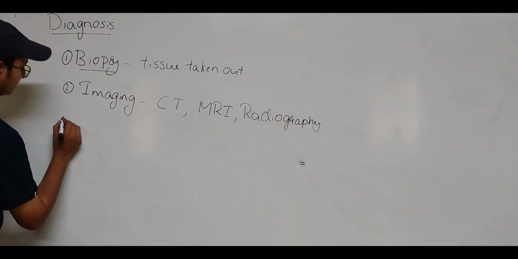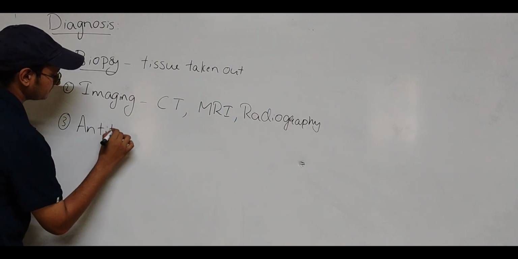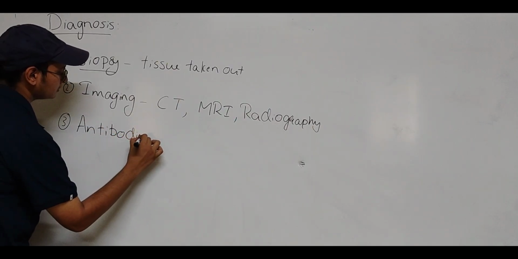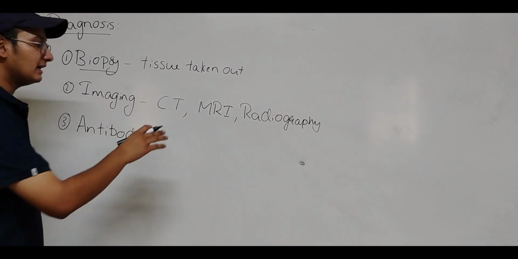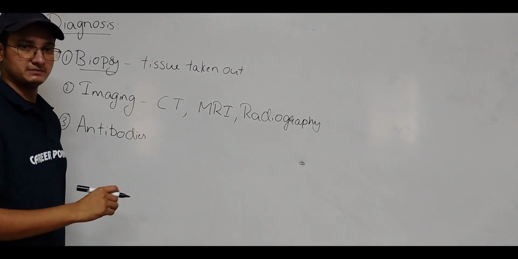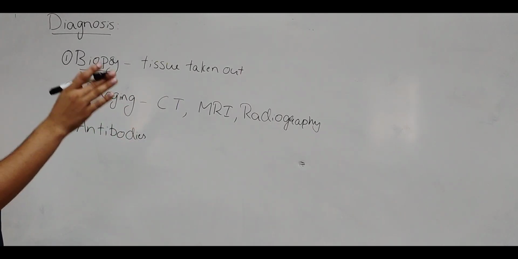And there is one more thing, antibodies. Specialized antibodies, specific to those antigens, are injected into the body. So these are the techniques used to find out whether a person has cancer or not.